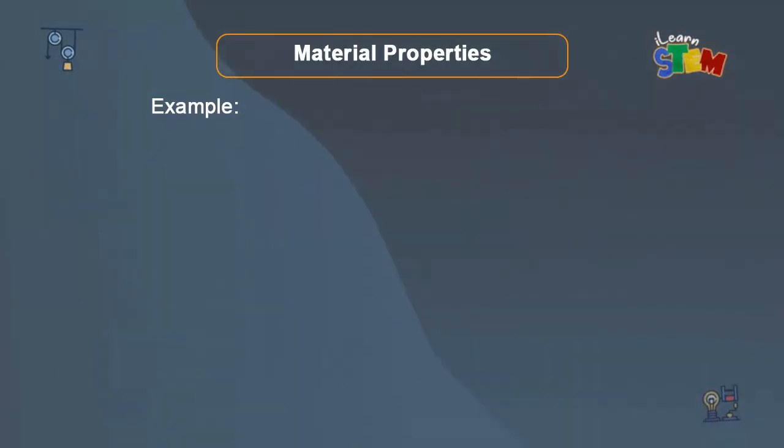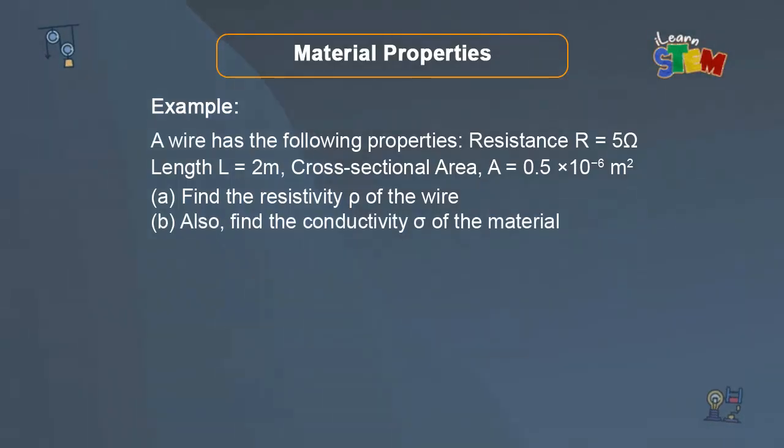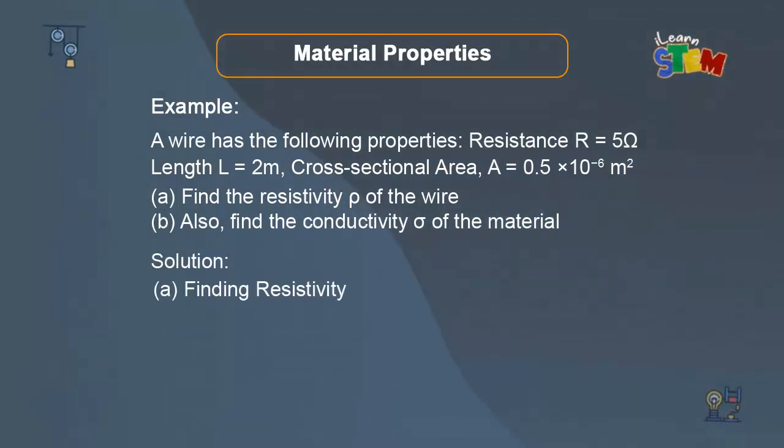Let's solve a basic but important problem in electricity. We are given a wire with the following properties. Resistance, R, is 5 ohms. Length, L, is 2 meters. And the cross-sectional area, A, is 0.5 times 10 to the power of negative 6 square meters. Now, we are asked to find two things. First, the resistivity of the wire. And second, the conductivity of the material.